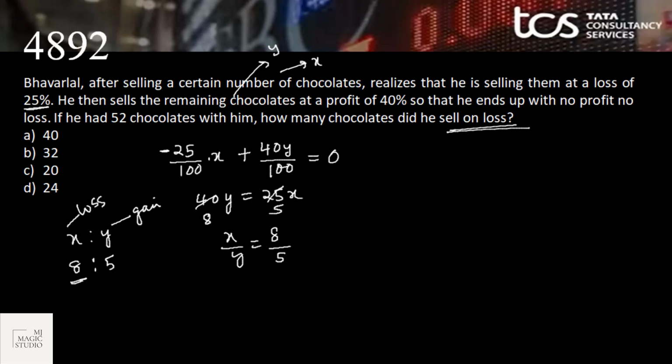On loss, he sold 8 out of 8 plus 5, that is 13. So on loss, he has sold 8 by 13 into the total chocolates, 52. 4, that is 32 chocolates. On loss, he has sold 32 chocolates. Option B is the pick.